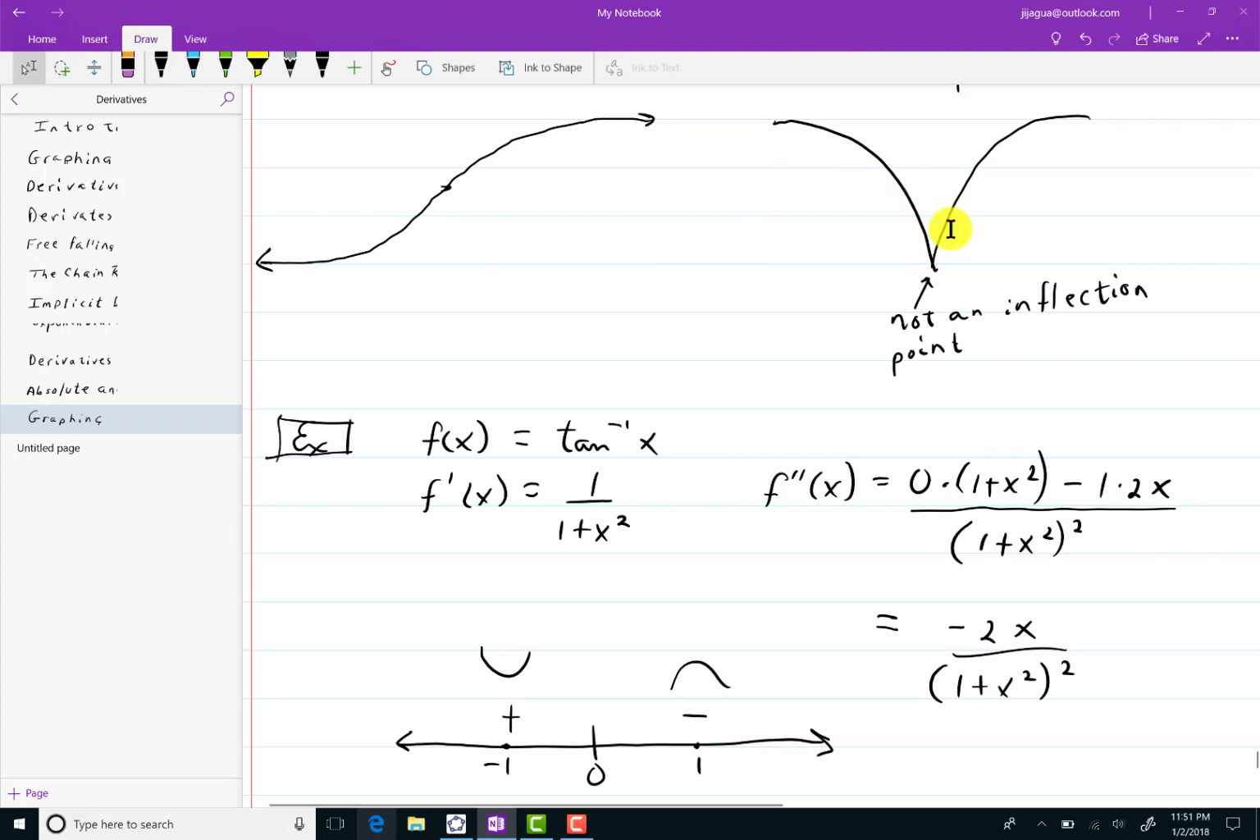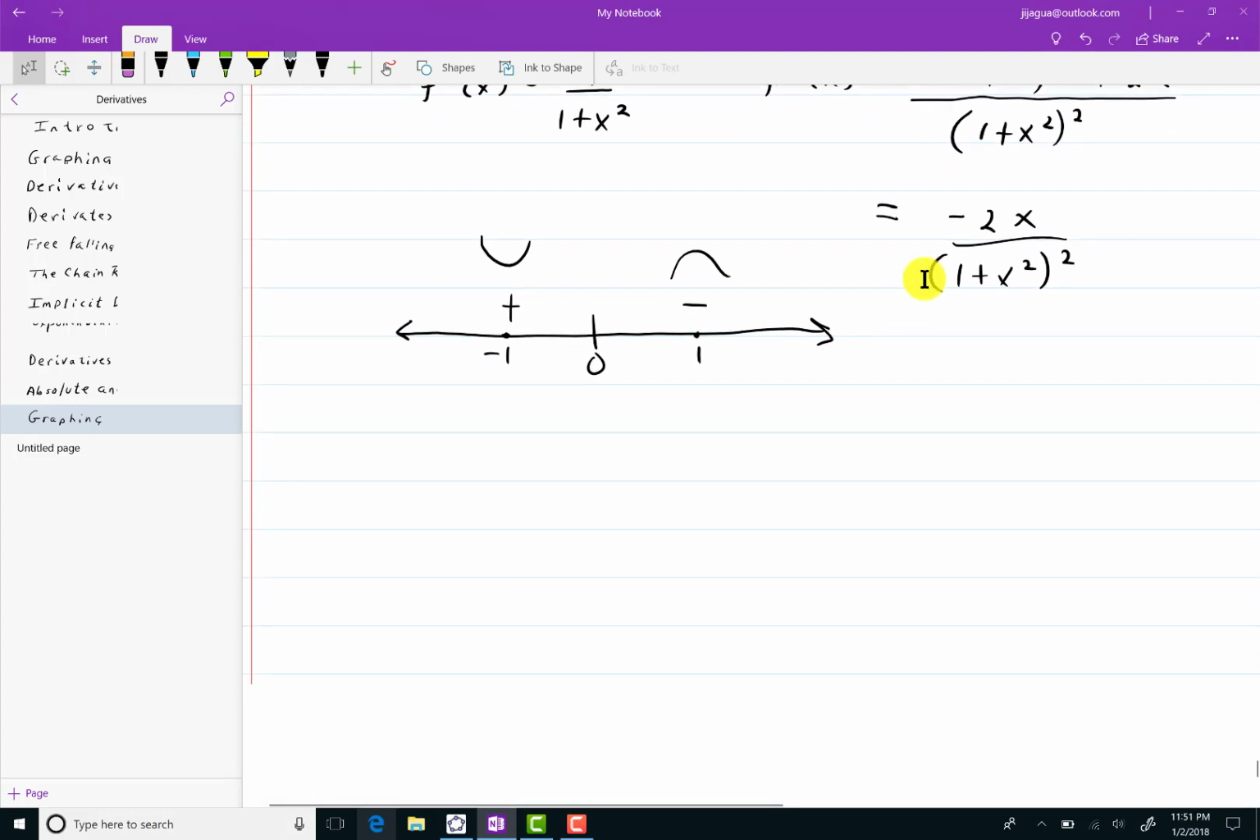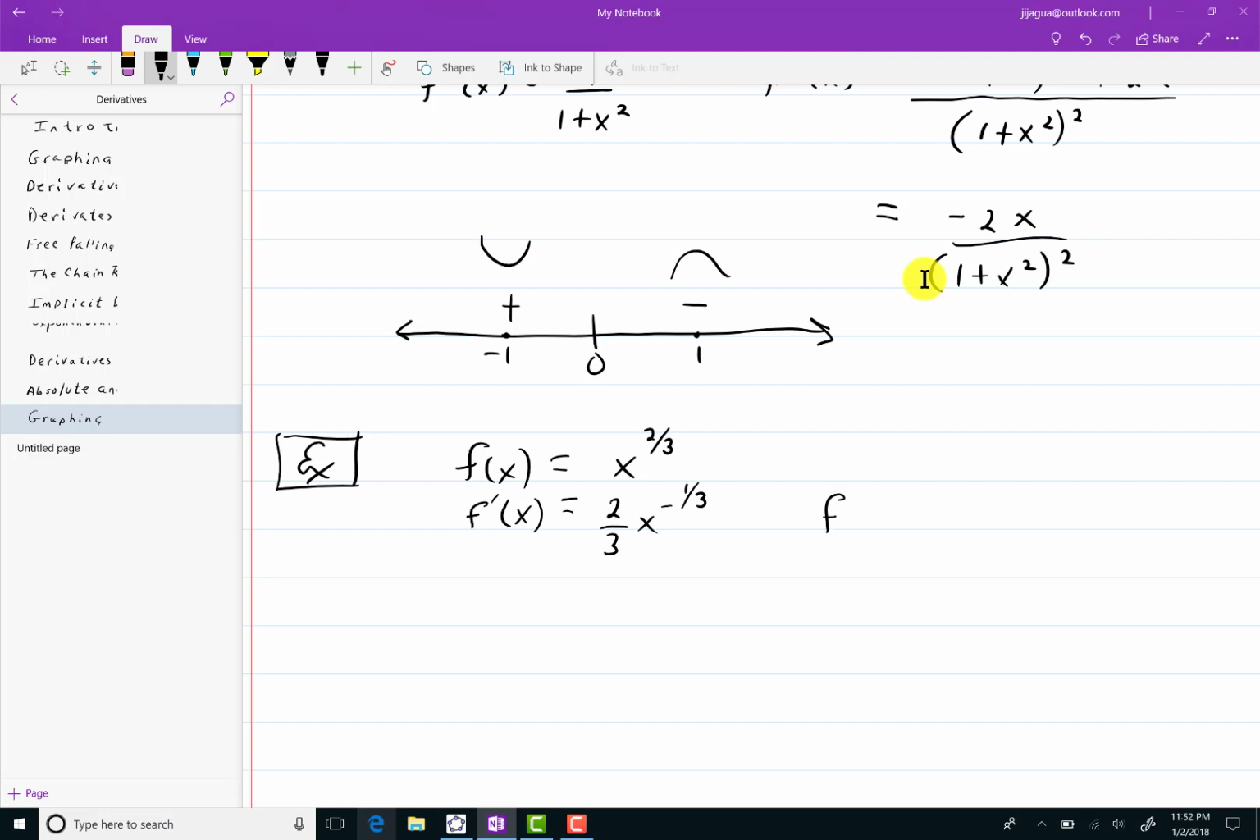Now something that exhibits this type of behavior is something like f of x equals x to the 2/3. Let's take the first and second derivatives of that. f prime of x equals 2/3 x to the negative 1/3, and then f double prime of x equals negative 2/9 x to the negative 4/3. Now, since you have a negative exponent here, 0 is a critical number, except the thing is not defined when x equals 0. So I typically write something like this. I'll put a hole there to indicate that I can't actually plug 0 in.